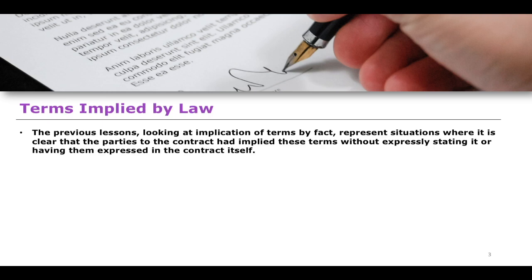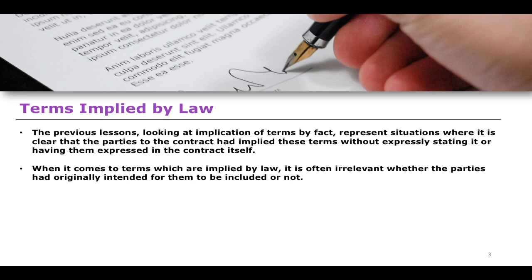So, like I said, previous lessons are talking about the implication of terms by fact, representing situations where it is clear that the parties in question to the contract had implied these terms without expressly stating them or necessarily having them expressed in the contract itself. When it comes to terms which are implied by law, it is often irrelevant whether the parties had in fact originally intended for them to be included in the contract or not. In fact, terms which are implied in law are actually very, very different to those that are implied by fact.